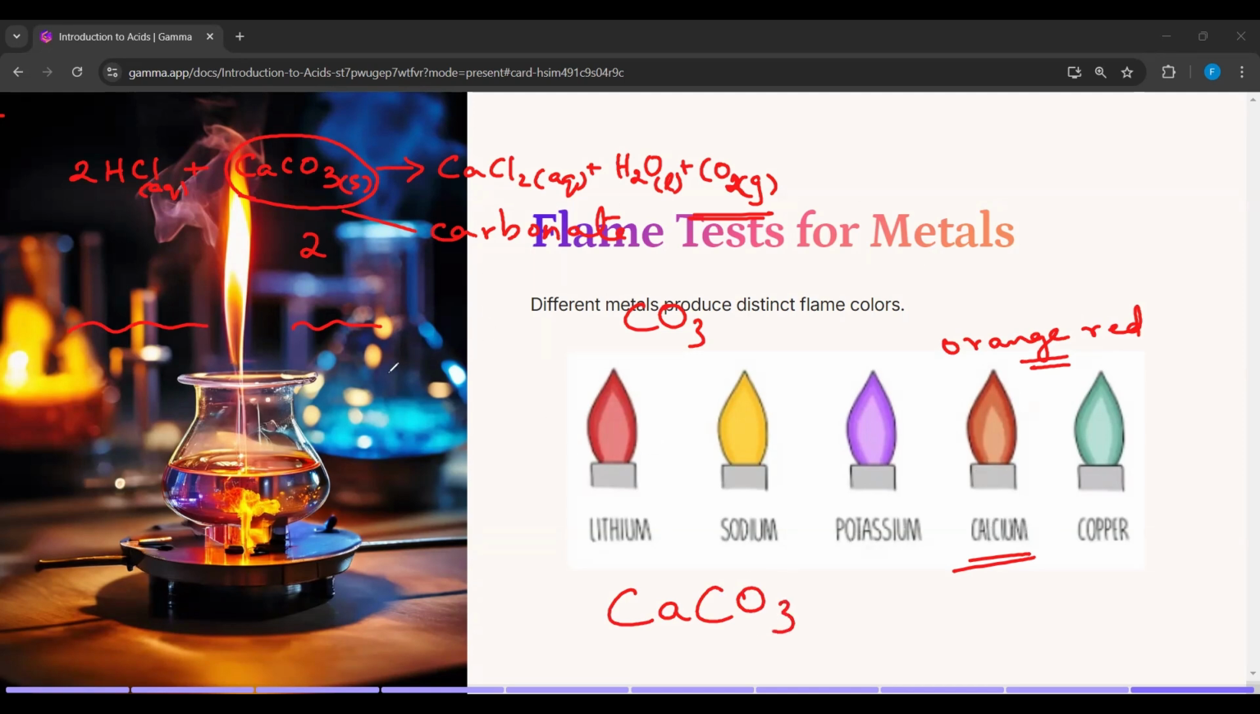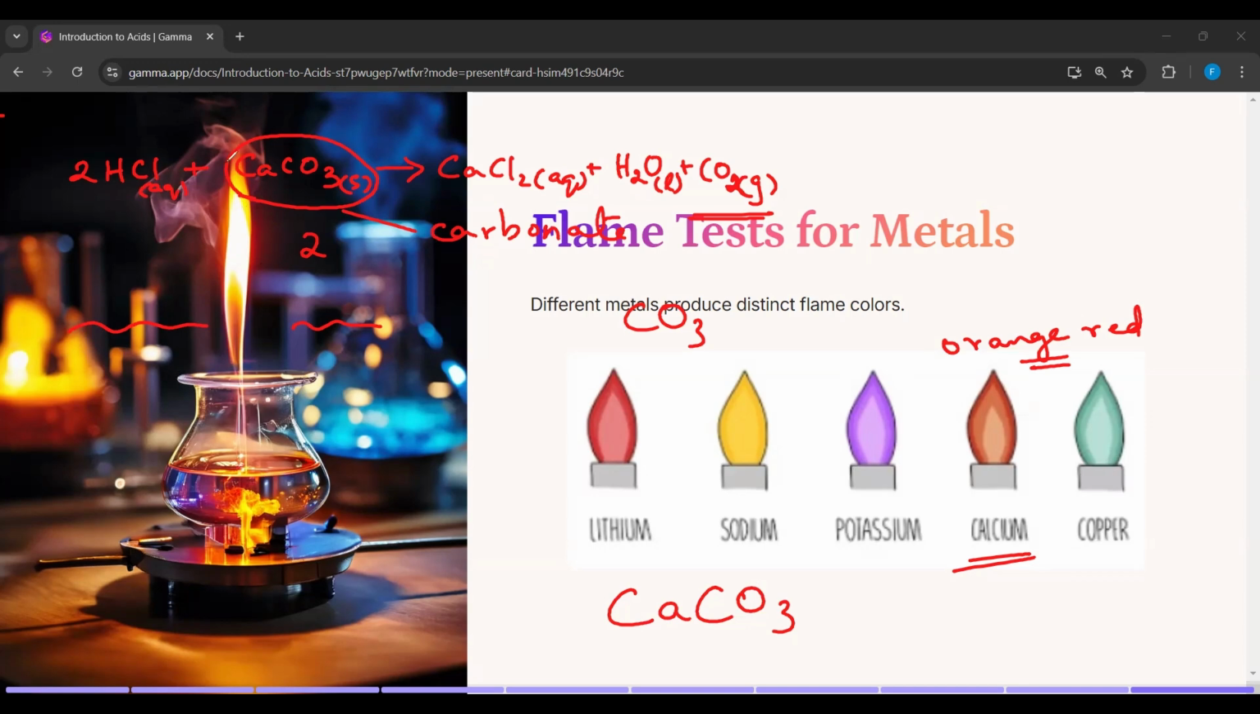And I think you know the flame tests, the different colors. If it is lithium, it is red. If it is sodium, it's yellow. If it is potassium, it's lilac. Don't say purple, say lilac. If it is copper, it is blue green. So I think you know the flame test.